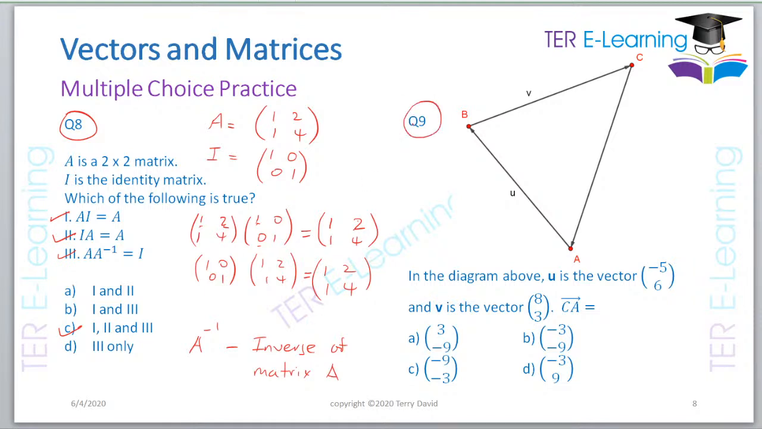What about question 9 now? This is a vector question. Question 9. What's the answer for this one? In the diagram above, U is the vector minus 5, 6, and V is the vector 8, 3. What is CA? So you want to know what is the vector CA. That is this vector here. That's what the question wants. So for question 9, I'll give you a minute to work that out.